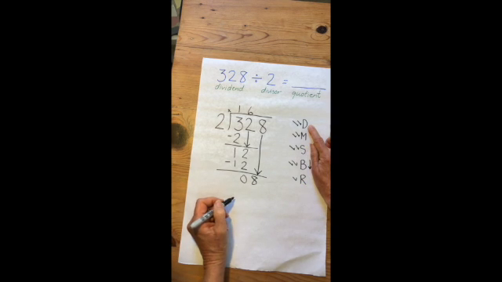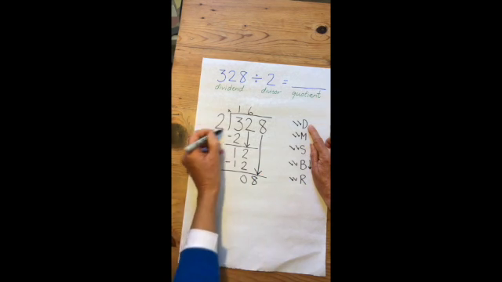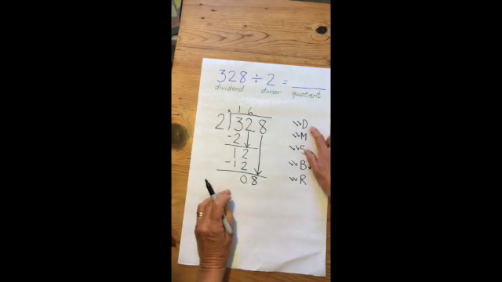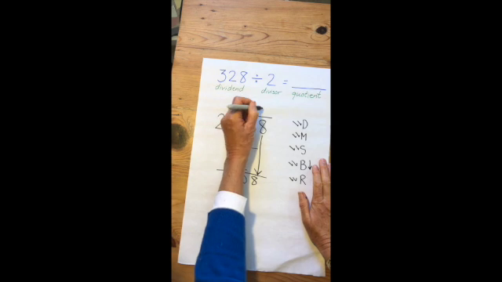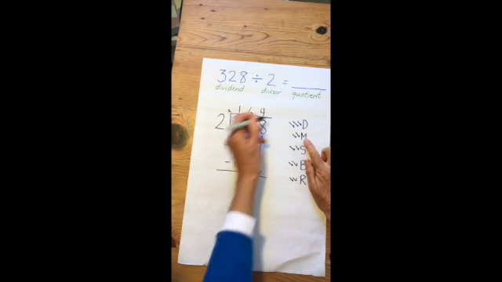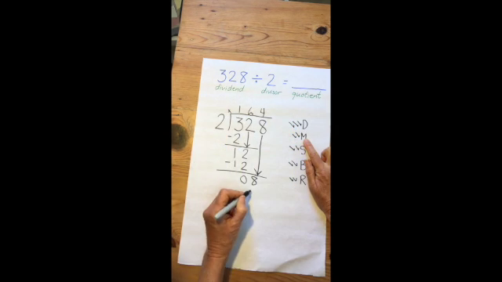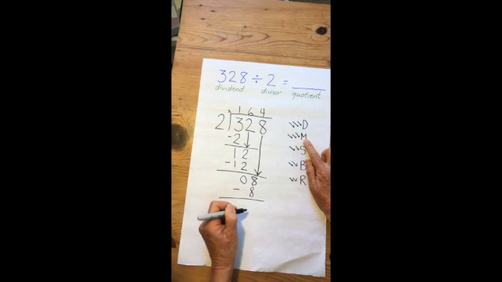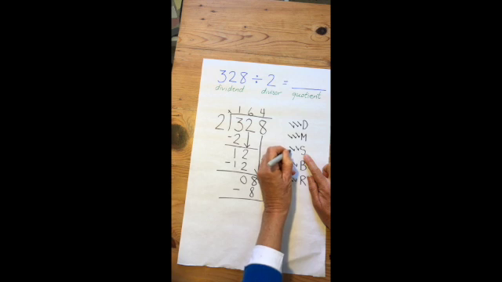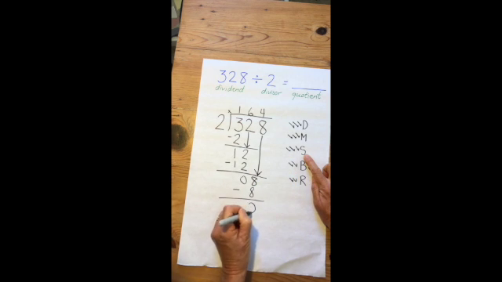So now I'm going to divide again. How many 2's are in 8? 2, 4, 6, 8, exactly 4. Check. Now I'm going to multiply. 4 times 2 is 8. Check. Now I'm going to subtract. 8 minus 8 is 0.